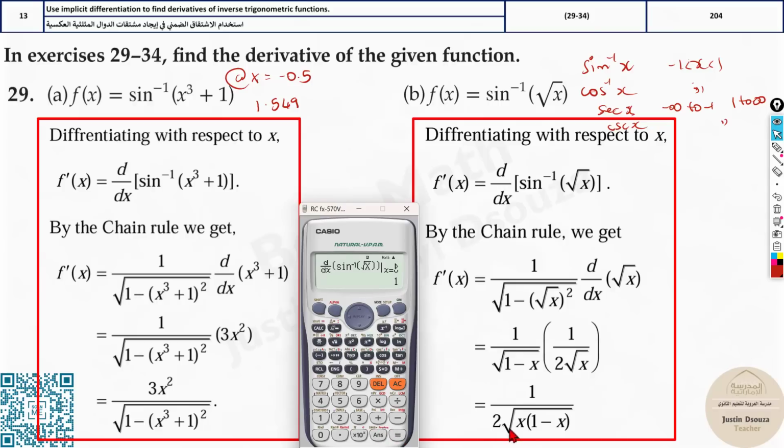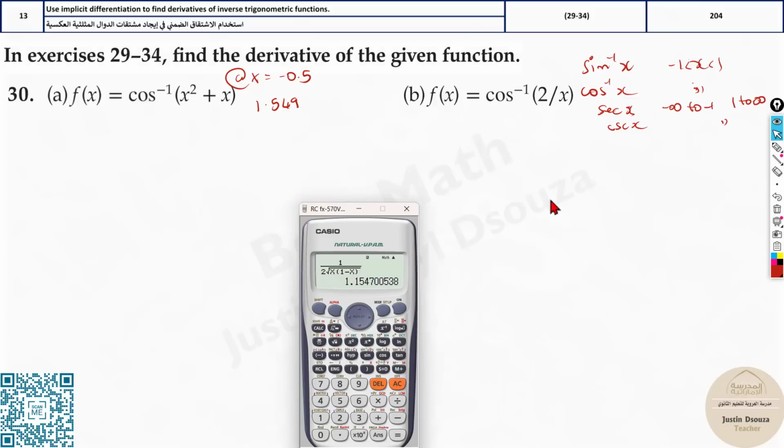It's an easy number to remember. Let's just put it over here. 1 divided by 2 square root x times 1 minus x. Close the bracket. Now calculate this at 0.5. You must get 1 and you will get 1. And if you calculate at 0.25, it was 1.15 or something. You can see that was the answer. So any unique value of x, you will have one option which matches, and that's your correct answer.